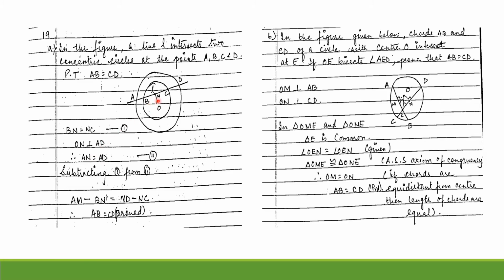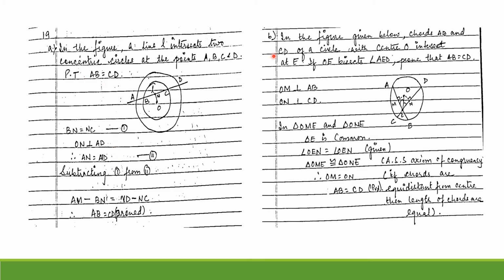So we know that BN, because N is the midpoint of the chord BC, so BN is equal to NC, and therefore ON is perpendicular to the chord BC and also AD here. So AN will be equal to ND. On subtracting both the equations, we get AN minus BN is equal to ND minus NC, which is equal to AB and CD. Therefore, the equation that we were asked to prove is proved.